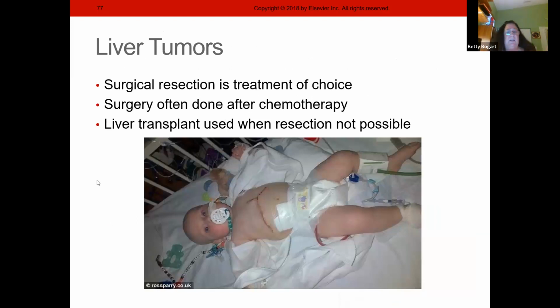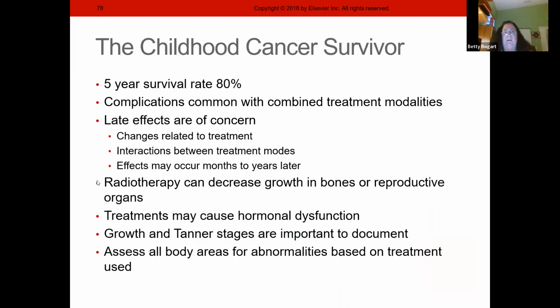Liver tumors, the liver's great. They reproduce, right? But again, it's big surgery. They do chemo to shrink it and then they take it out. So today, there is a great survival rate. I mean, even more, I think, than this slide says. There's so many advances going on. There's differences in radiations and chemotherapies.